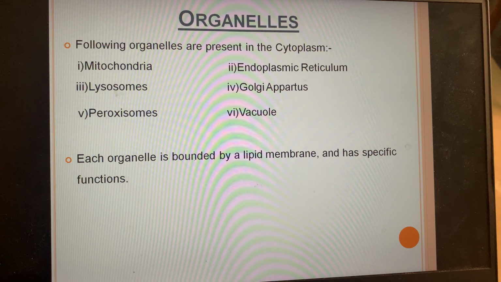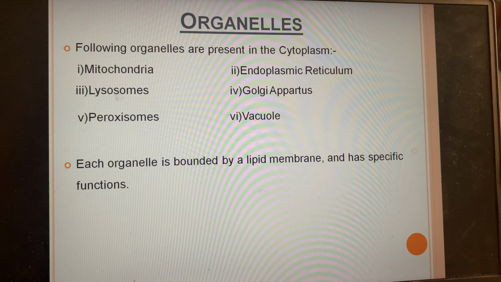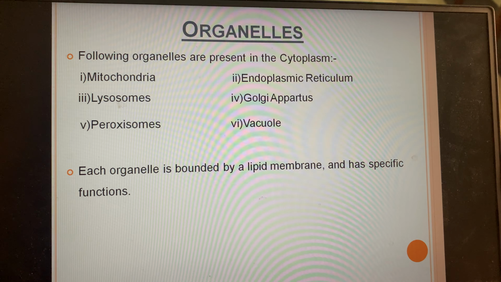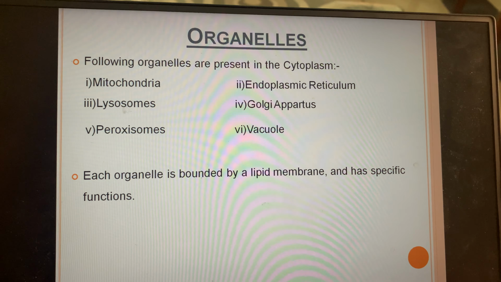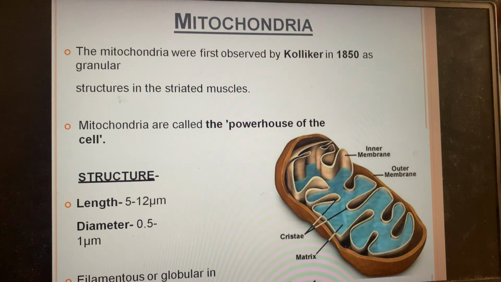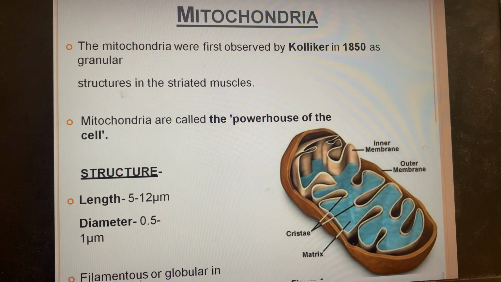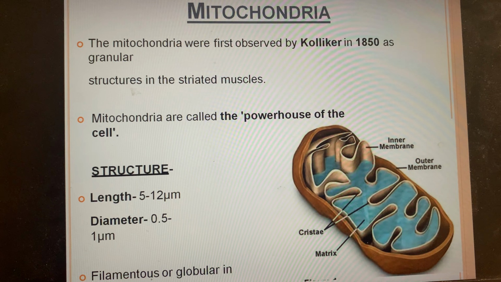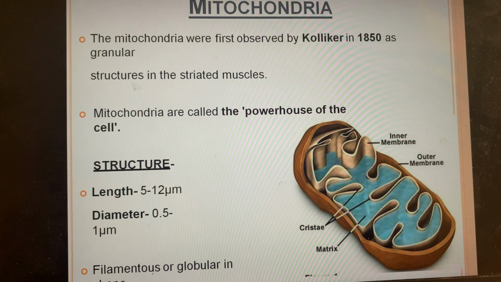The organelles found in the cytoplasm are mitochondria, endoplasmic reticulum, lysosomes, Golgi apparatus, peroxisomes, and vacuole. Each organelle is bound by a lipid membrane and has specific functions. Let's talk about mitochondria, which was first observed by Kolliker in 1850 as granular structures in the striated muscles. Mitochondria are called the powerhouse of the cell.